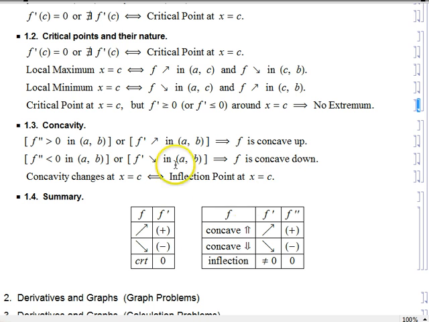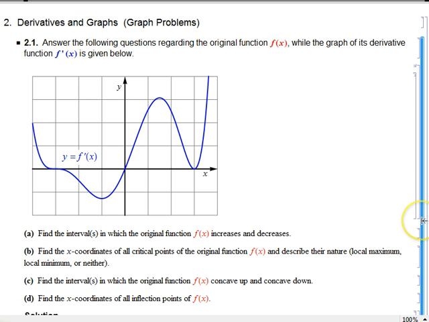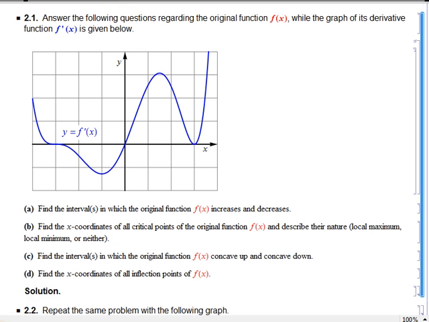Let's postpone the other topics and let's go over to a problem. Let's consider a motivational problem and check out how graphs are affected by the derivative. Here's a problem. Answer the following questions regarding the original function f(x), which is highlighted in red, while the graph of the derivative function f prime of x is given below. The derivative is blue, so the function we are looking at is a derivative function.